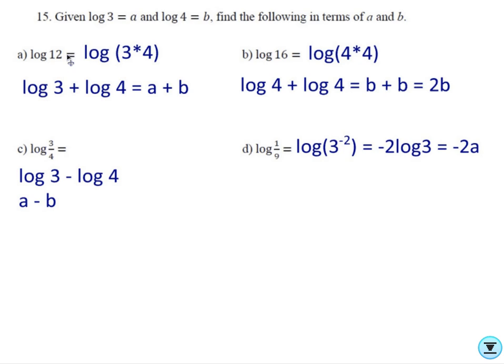So for example, log of 12, well, 12 is the same thing as 3 times 4. And we know our expanding rules. If we have two or more values multiplied on the inside of a logarithm, then we can break those apart and add them together. So log of 3 times 4 is log of 3 plus log of 4, and then log of 3 is A, log of 4 is B, so log of 3 plus log of 4 is A plus B.